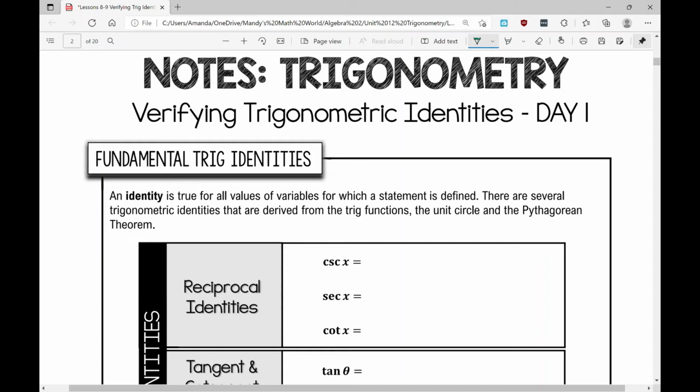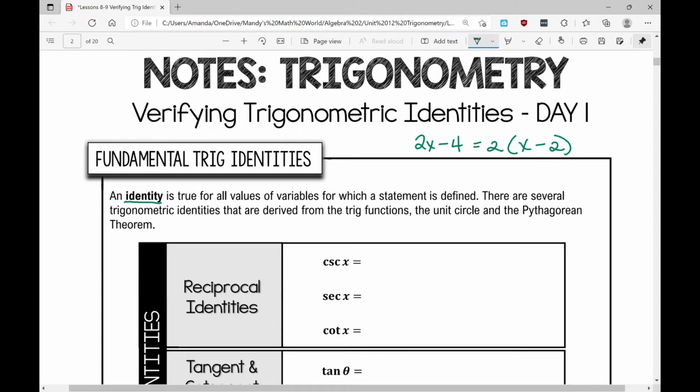Your day one notes over verifying trigonometric identities. An identity is true for all values of variables for which a statement is defined. So for example, if I have something like 2x minus 4 and I factor out a 2, I'm left with x minus 2. That's an identity.